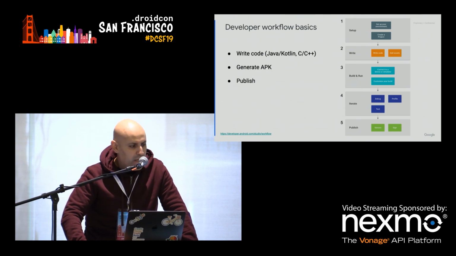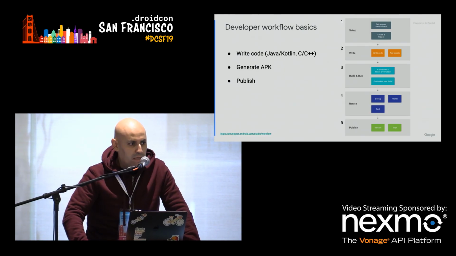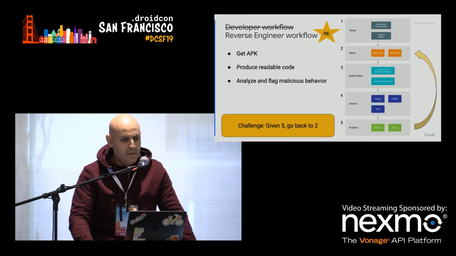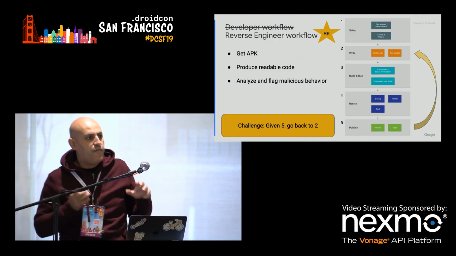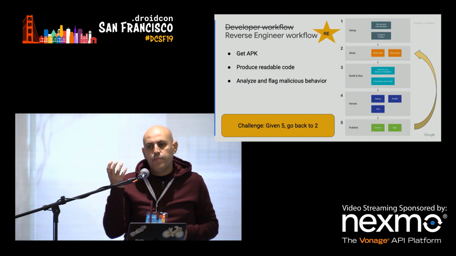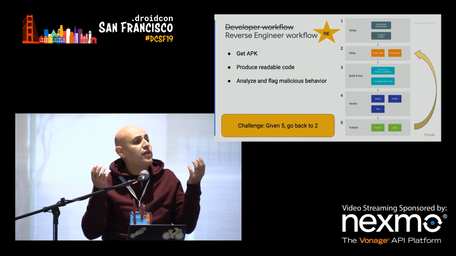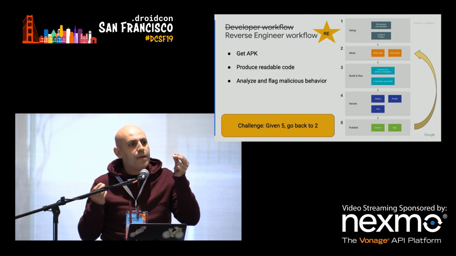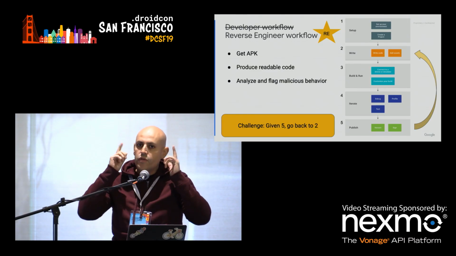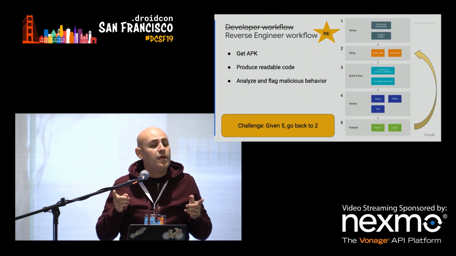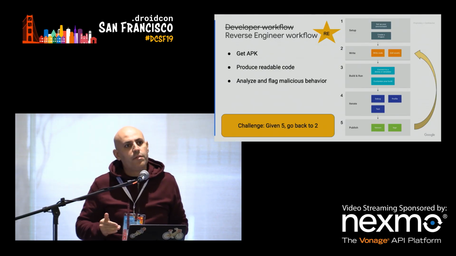Write code, generate an APK, and publish. An APK is, of course, a file that contains the application for Android. But in the case of a reverse engineering workflow, you go the other way around. Given number 5, given the presence of an APK, that is the input to what you're going to be analyzing, how do you derive code? How do you derive readable code that can be assembly or can be a high-level representation that you can use to detect malware, malicious behaviors? So that is the exercise, and that is what is cool about this.